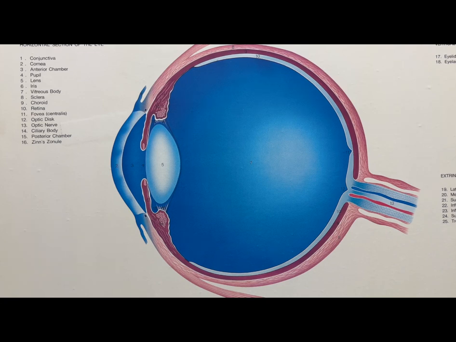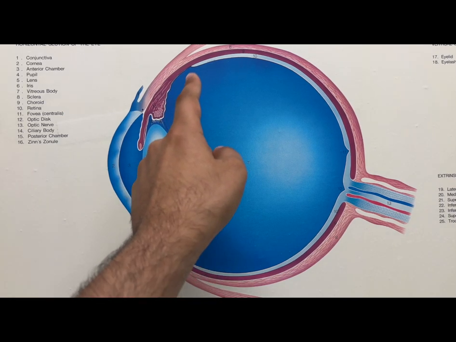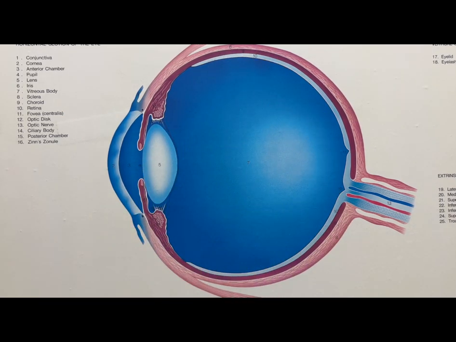The other key big structures within the eye are the lens, the crystalline lens, which is number 5. This large bodied area here, number 7, is called the vitreous body or the vitreous cavity, which contains the vitreous. And this, as you can see, occupies a very large portion of the volume of the eye.